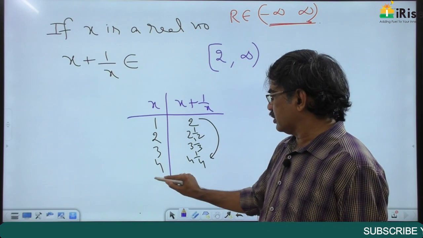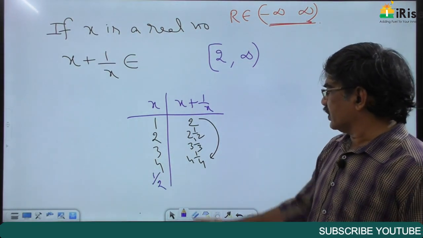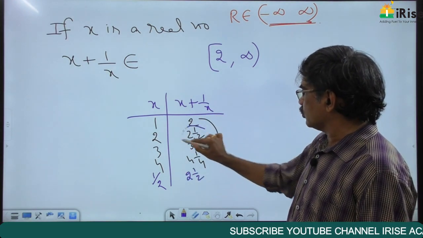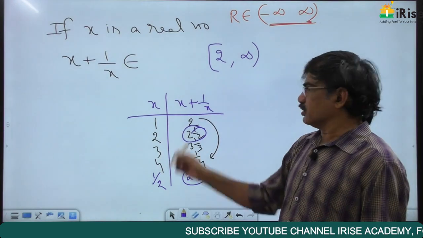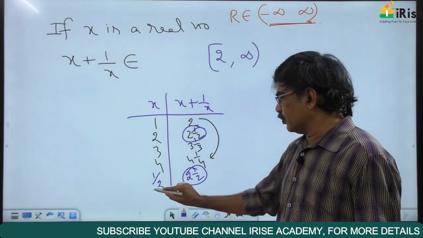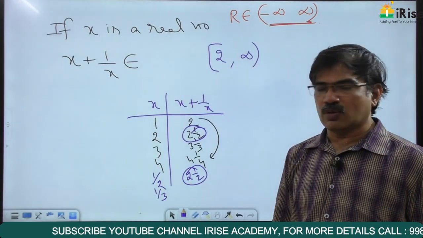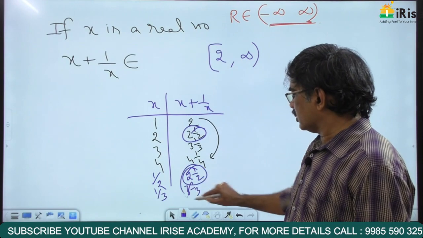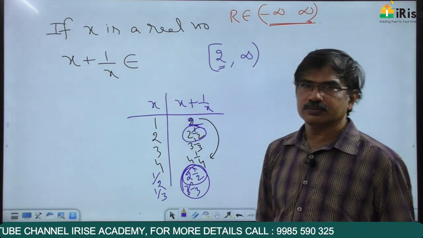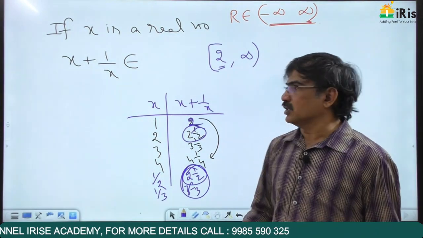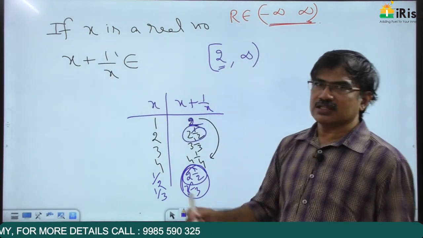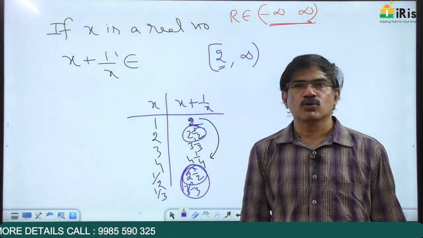Not only this, there are some numbers between 0 and 1 also, the positive numbers. Let it be 1 by 2. Then 1 by 2 plus 2 is 2 1 by 2, same as before. So if you put either 2 or 1 by 2, the value is 2 1 by 2. If you put 1 by 3, a number less than 1, it is 3 1 by 3. So the minimum value is 2. If you put any positive real number in x plus 1 by x, the value is always at least 2.